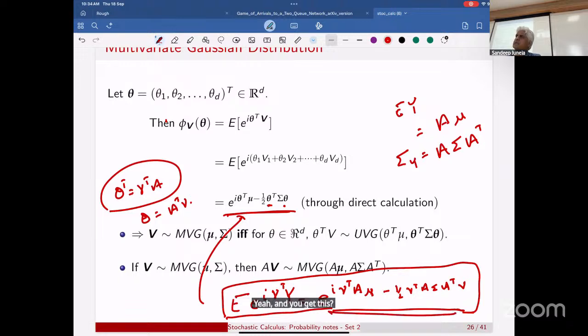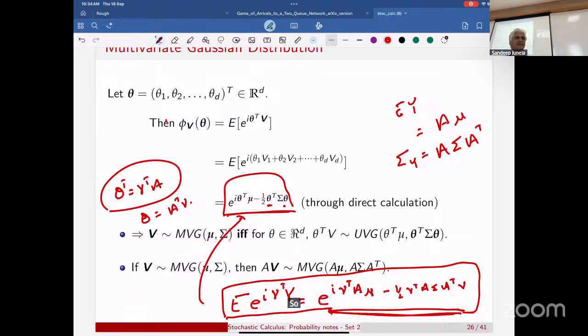Okay. That's it. Yeah, nothing has to be inverted. You start with a gamma, define your theta to be A transpose gamma, plug that in this equation, and you get the following relationship. And this is what you need to prove that Y is a multivariate Gaussian with the right mean and right variance.